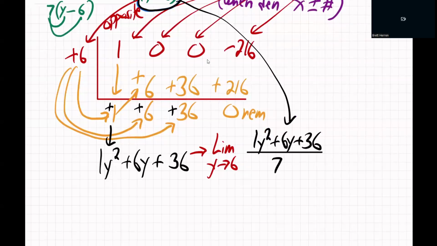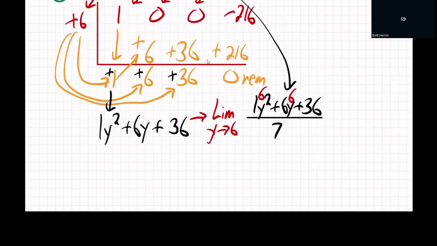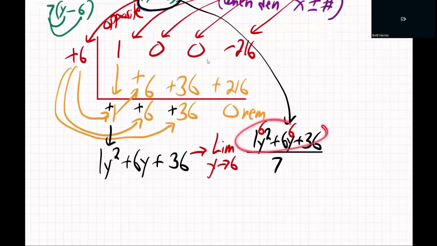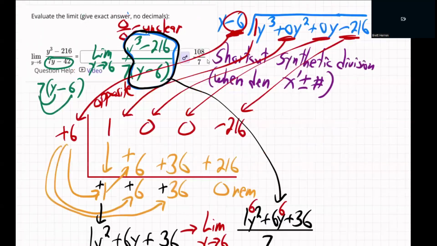Now we can just plug in the 6. Plug in the 6, plug in the 6. By the way, you might wonder, should we factor this further? You could, but you don't need to. You can just plug in now. The whole reason we did any of this is because remember when we plugged in the first time, we got 0 over 0, which was unclear.